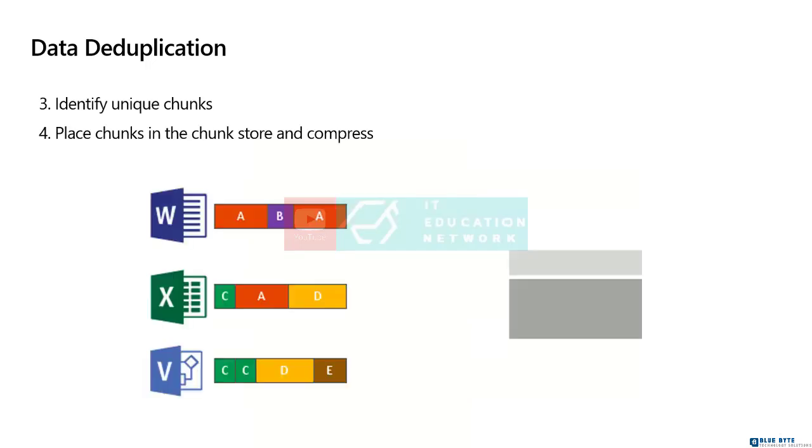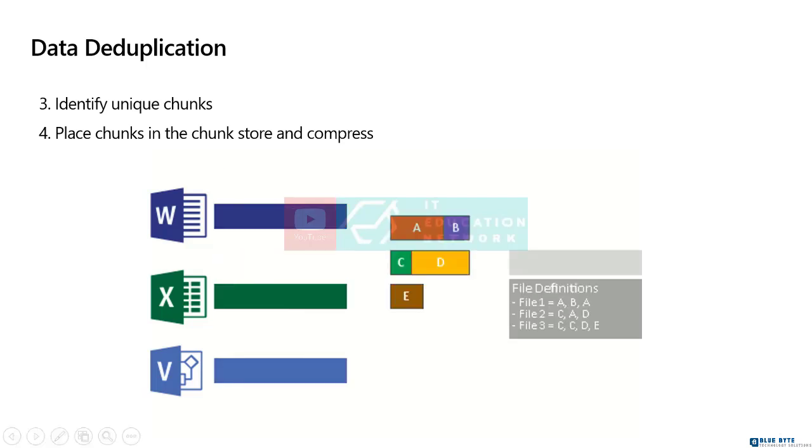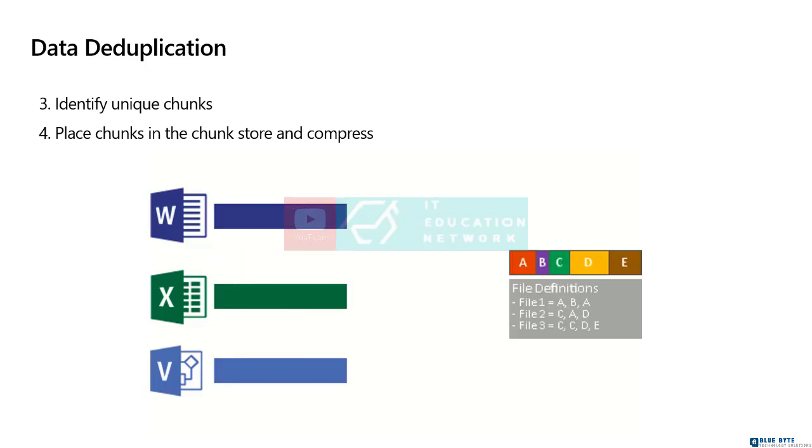So now that the chunks have all been identified, we will place them in the chunk store and they become compressed in that chunk store so we can have even more space savings. Now, once they're in the chunk store, from those 3 files, I'm storing 1 A, B, C, D, and E chunk. But it actually stores in a table these file definitions. So it knows if I go back to file 1, I need chunks A, B, and A.